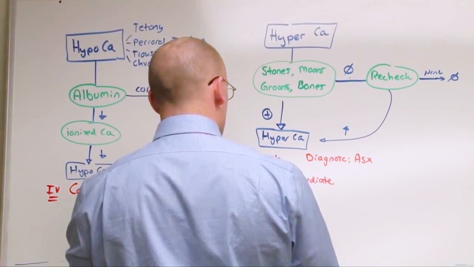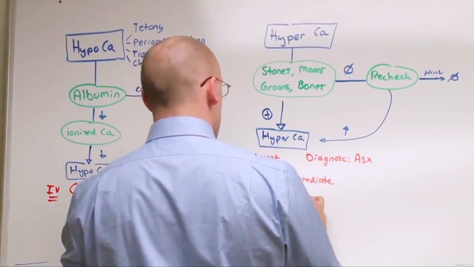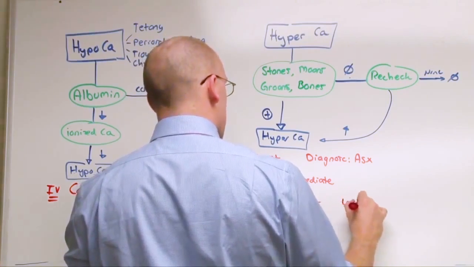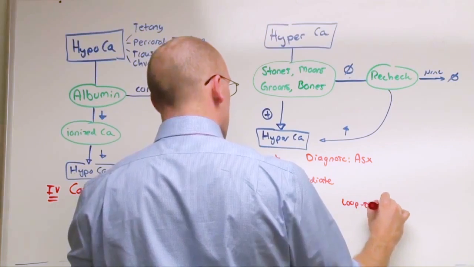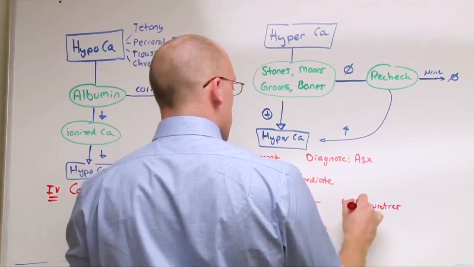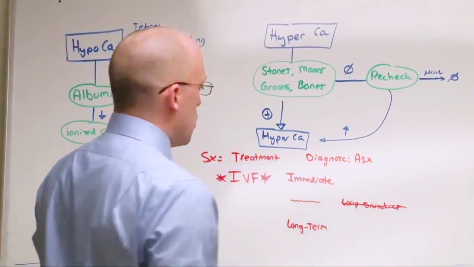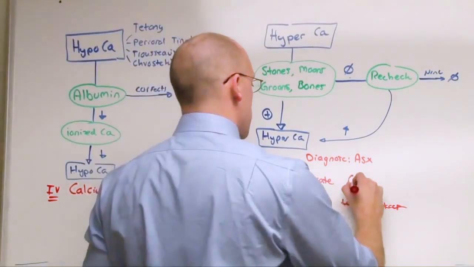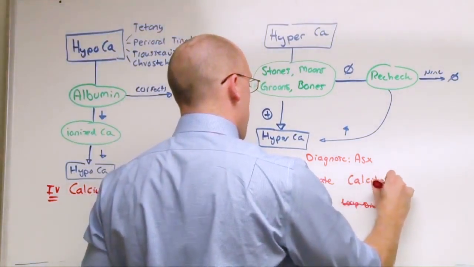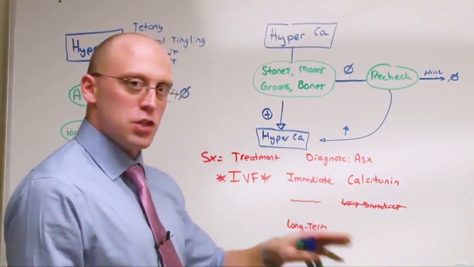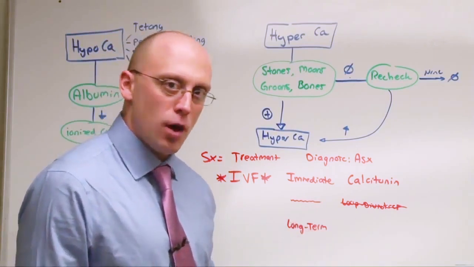There's the long-term phase. And then there's this kind of indeterminate in-between phase, which is loop diuretics, but I'm not making a big deal about this because it has sort of fallen off. What you're really going to be choosing from is calcitonin, intravenous, very rapid on, very rapid off.